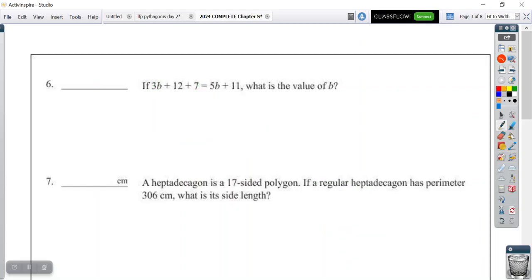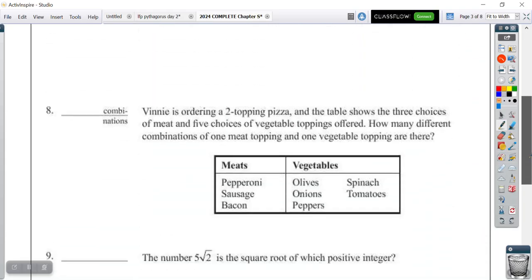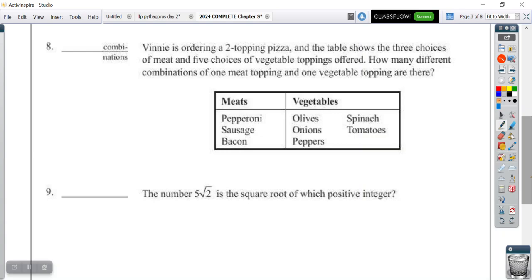I'm gonna slide down a little bit and look at number 8. So Vinny is ordering a 2-topping pizza, and the table shows 3 choices of meat. I like meat personally, and 5 choices of vegetables.